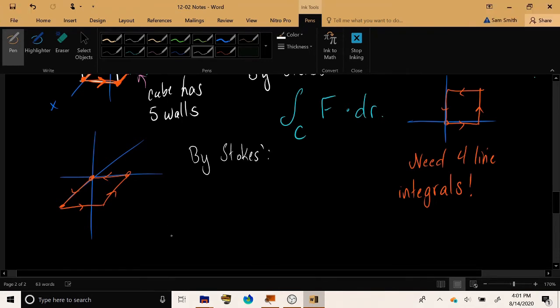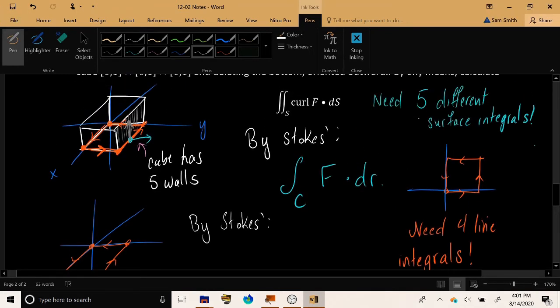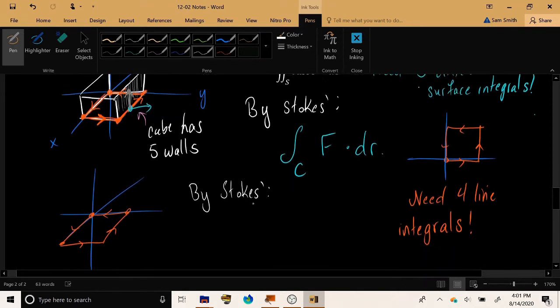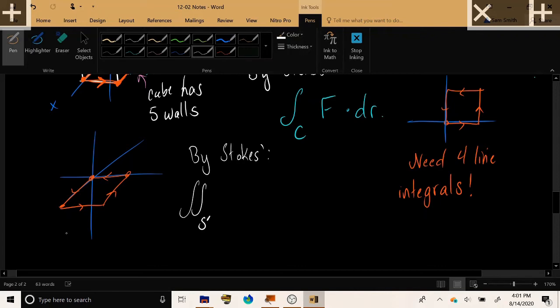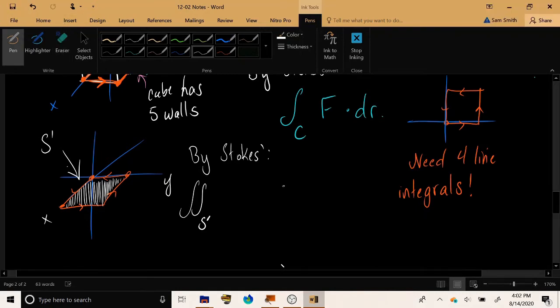But I'm not going to take the integral over the original cube surface. I'm going to take the surface integral over a different surface, which I might call S prime, a simpler surface that has the same boundary as the first one. And I'm going to take the flat one that lives in the xy plane, this beautiful, simple, easy surface in the xy plane has the same C as its boundary.